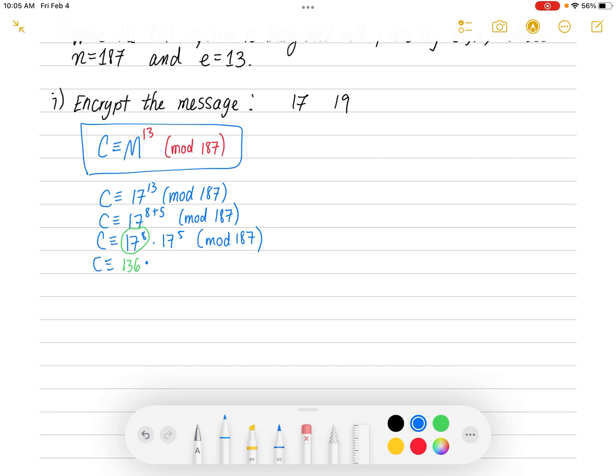Let's see, 17 to the 5th power. I'm going to take 17 to the 5th power. I'm going to get a really big number. I'm going to divide that number by 187. I'm going to get a quotient of 7592. I'm going to take 17 to the 5th power, which is 1,419,857. Subtract 187 times that quotient, 7592, and I get a remainder of 153.